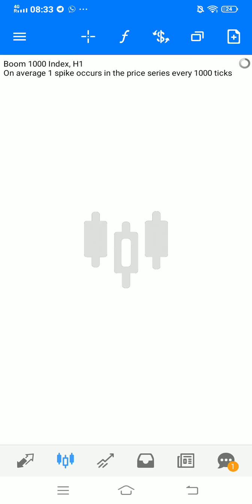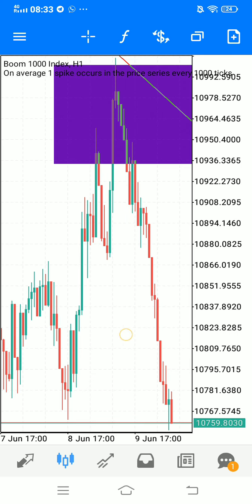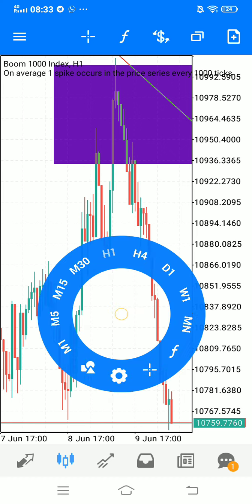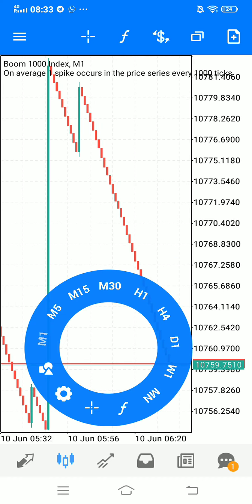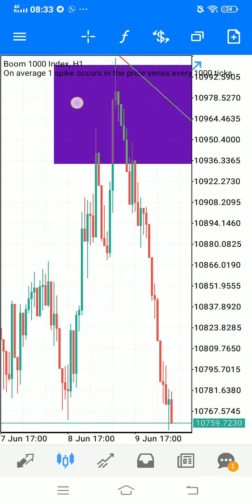Switch over to our 1-hour chart and we'll be able to see that it's also in a downtrend, as we can see over here. It's clearly in a downtrend. So now we know we should be looking for sells instead of buys.